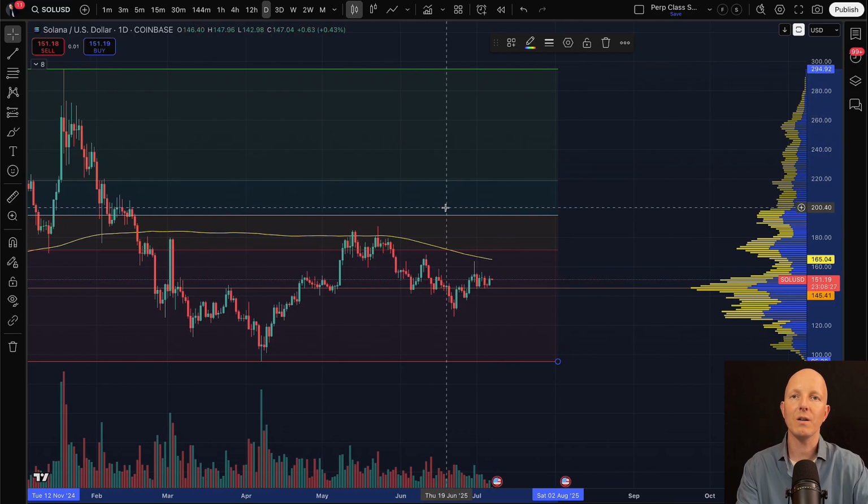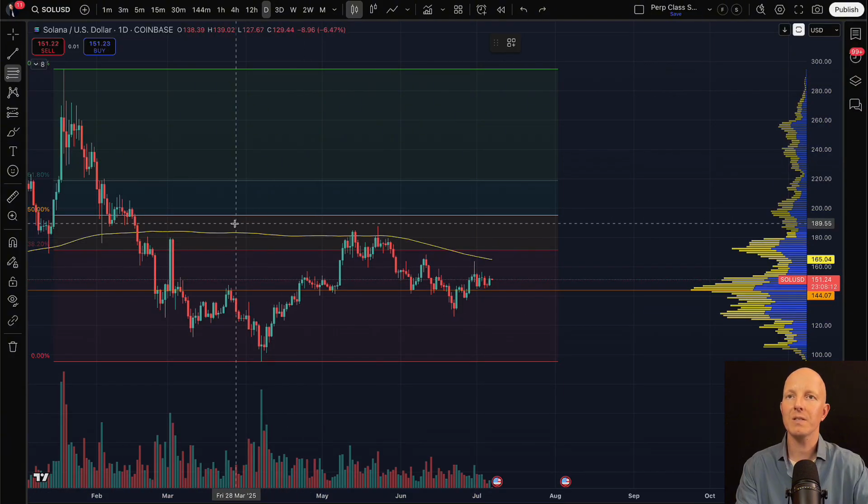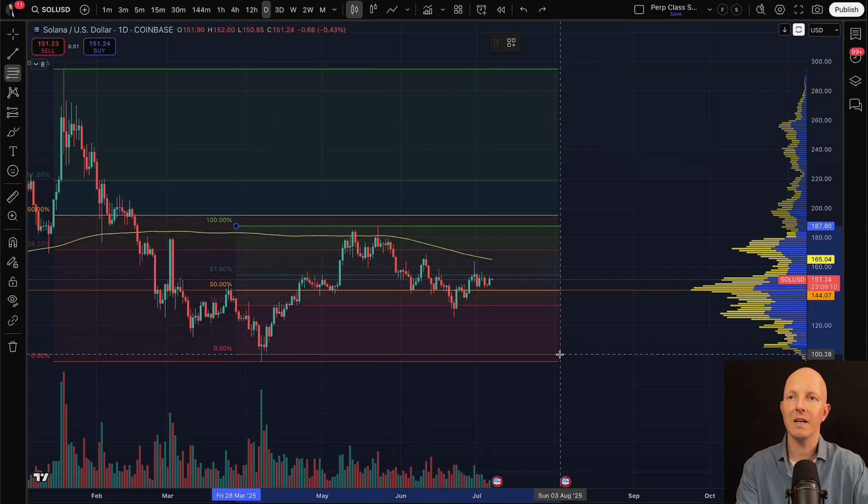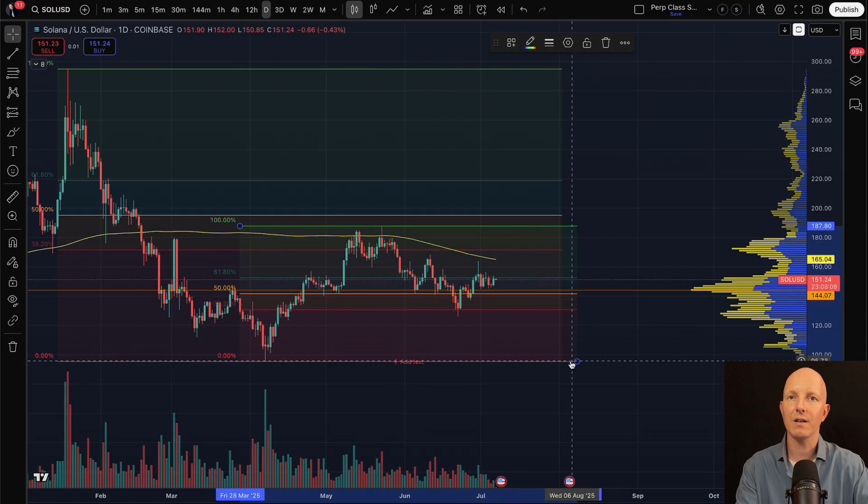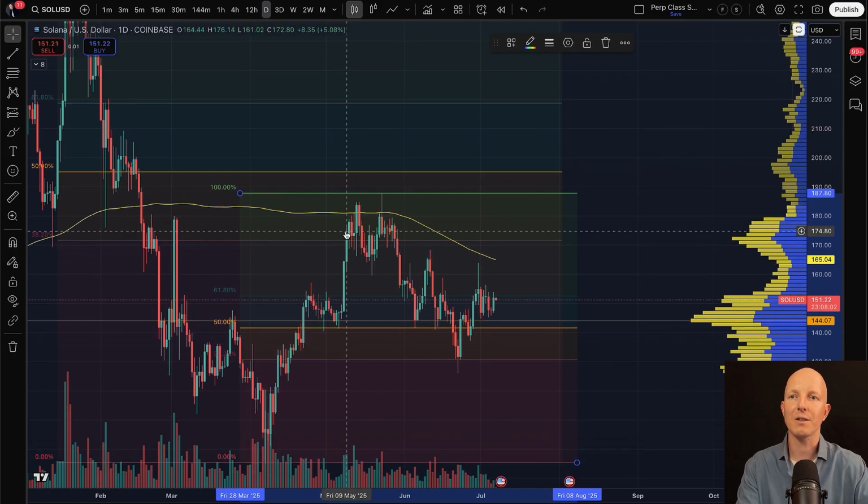But then we can also draw this tool on our current swing from April 7th up to our top here in May. And there is our range. And you can see how the 50% played really nicely with that price action. And then the 618 gave us some resistance.